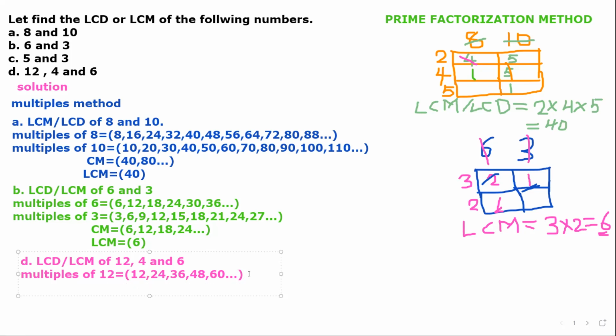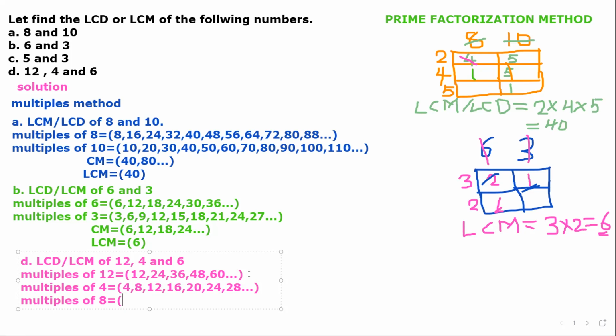Then the multiples of 4. You have the 4 here, starting with 4. 4 plus 4 is 8, plus 4 is 12, plus 4 is 16, plus 4 is 20, then 24, 28. Then you put 3 dots indicating the multiples have no end.